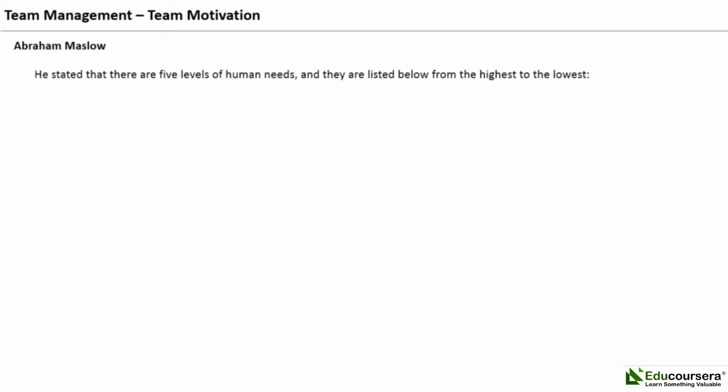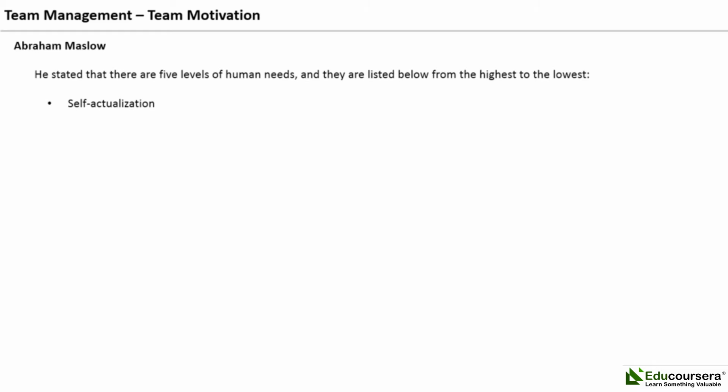Abraham Maslow. A major theory on the needs and motivation of an individual is based on Abraham Maslow's theory of human needs, based on research conducted during World War II. He stated that there are 5 levels of human needs, and they are listed below from the highest to the lowest.